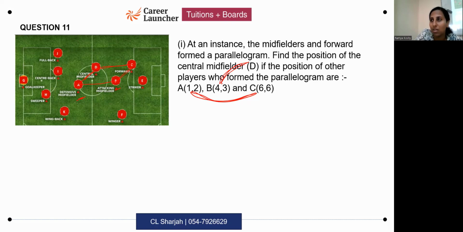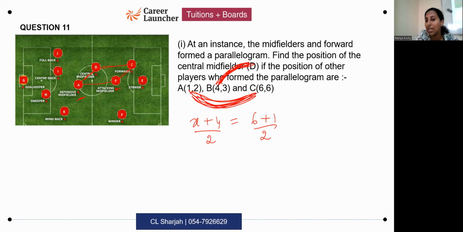First, let's find the x coordinate. So (x plus 4) by 2 must be equal to (6 plus 1) by 2. You guys know what I'm doing here? It's a 1 mark question of case study, so I'm not writing too many steps. The midpoint of BD, which is one diagonal, must be the same as the midpoint of AC, which is another diagonal. So x coordinate plus x coordinate by 2 must be the same as x coordinate plus x coordinate by 2. So I'm going to get x plus 4 is 7, x is 3.